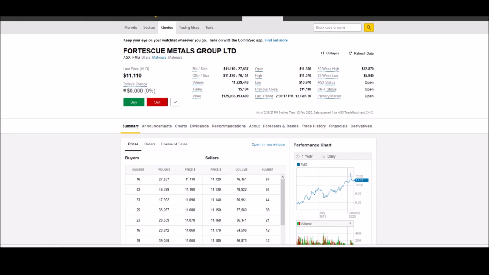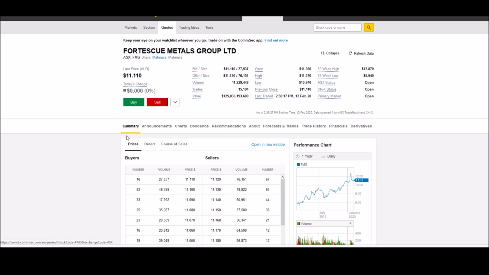Now this screen can look overwhelming the very first time you look at it, because there's just so much information on it. I'll just point out the things that you really need to know when you first start out investing and trading on Commsec. We need to look at the last price, which is the price that's been traded at the moment. This shows today's change, so how much the price has actually moved today. And in this case, it's opened at the exact same price as it is today. So the stock price actually hasn't moved for this stock.